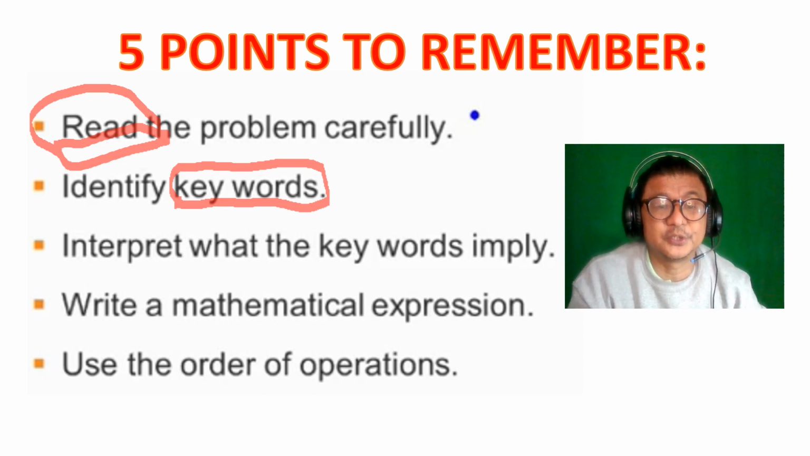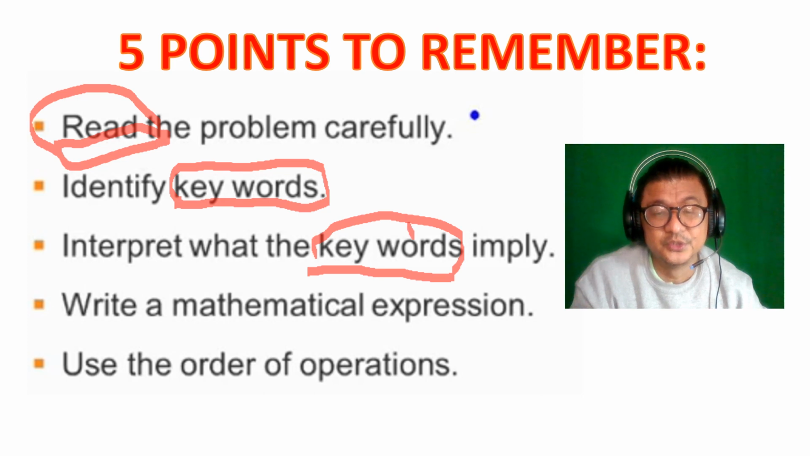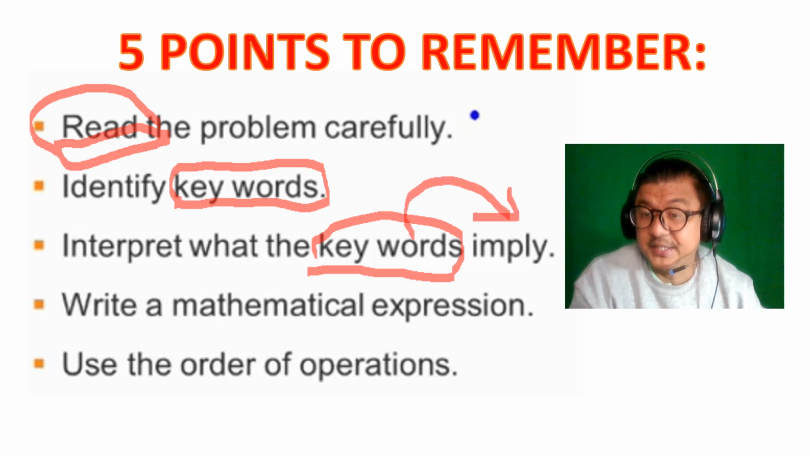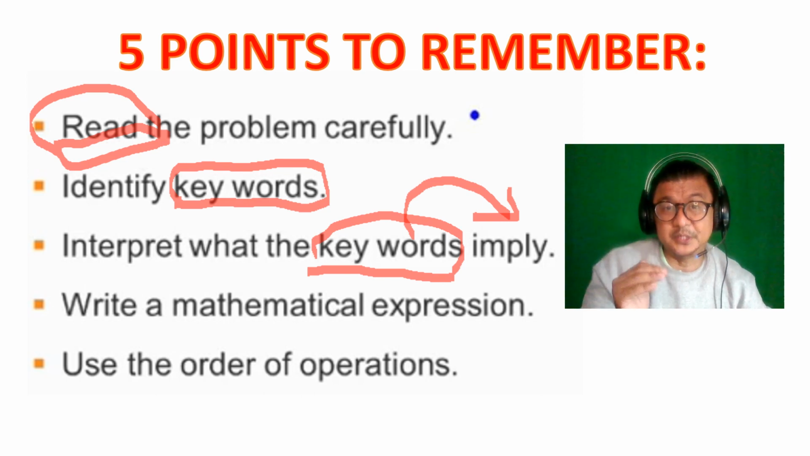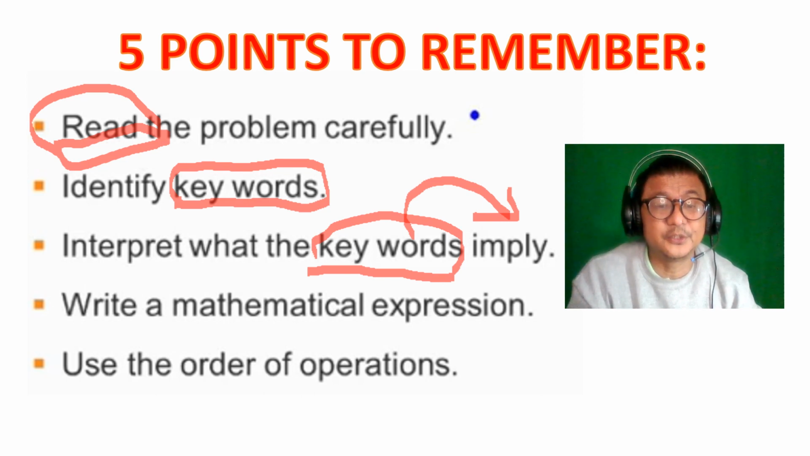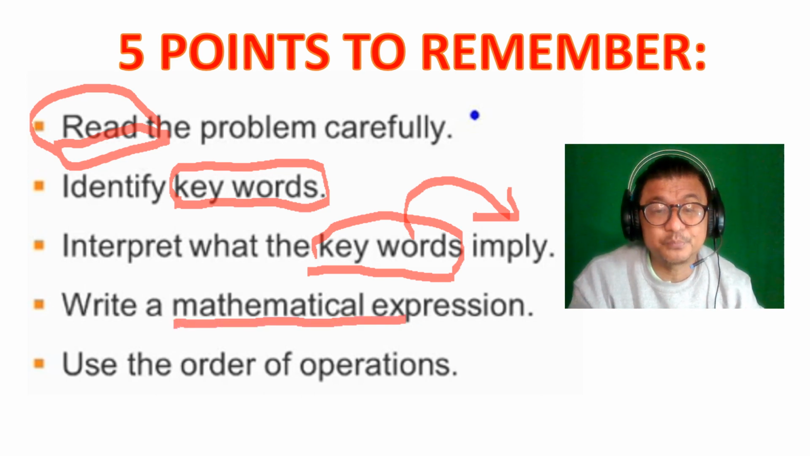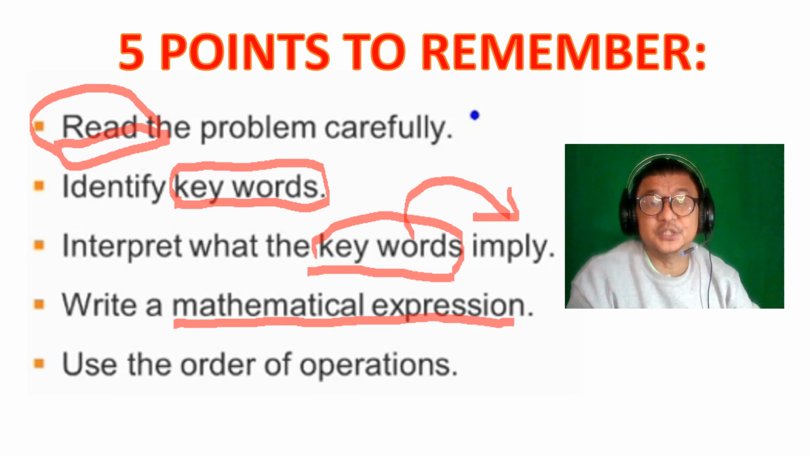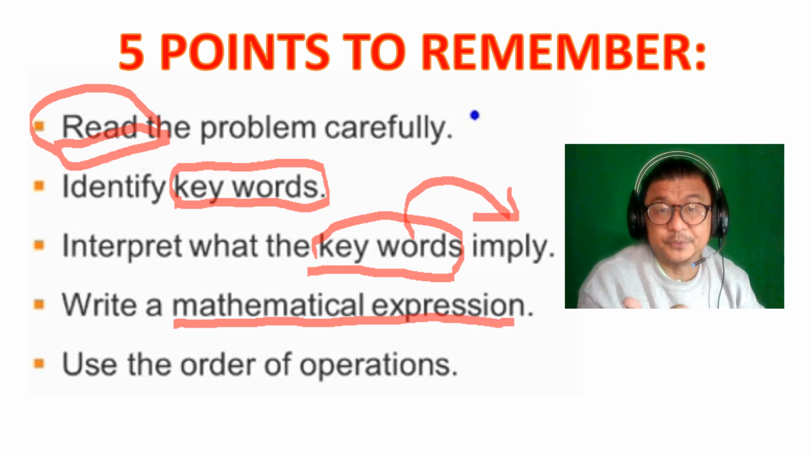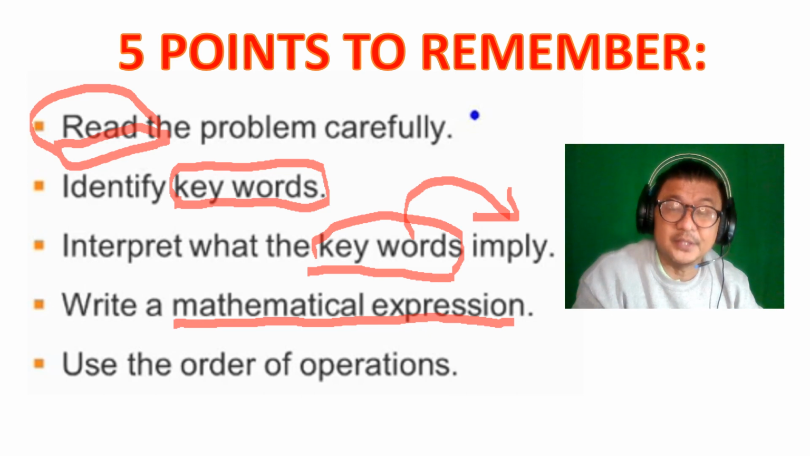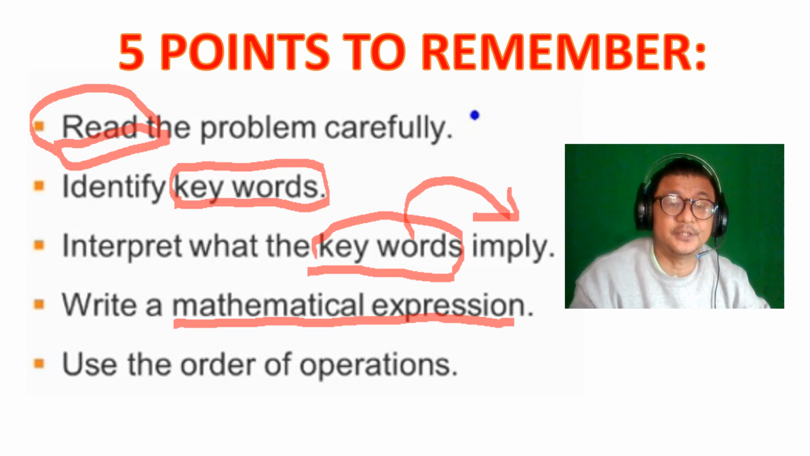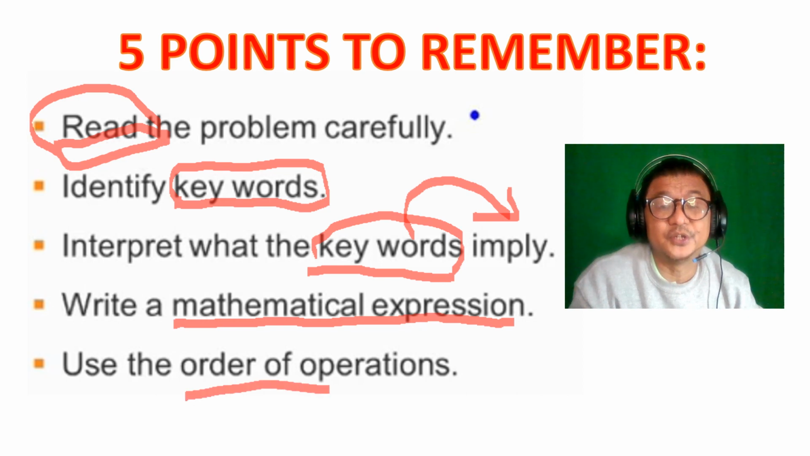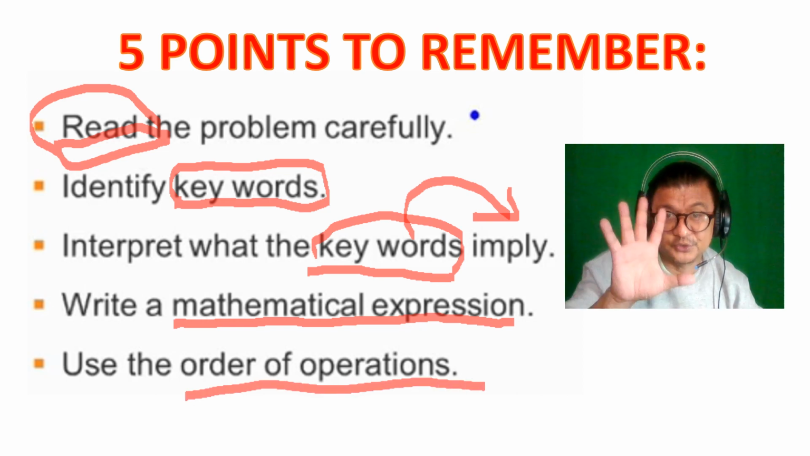Now, you will also interpret what the keywords imply. After looking at these words, does it mean addition, subtraction, multiplication, or division? Or does it mean positive or negative? And then you will write a mathematical expression. An expression is made up of operations, numbers, and probably a variable. It doesn't have an equal sign. And then, of course, you will apply your order of operations. Remember those 5 points.